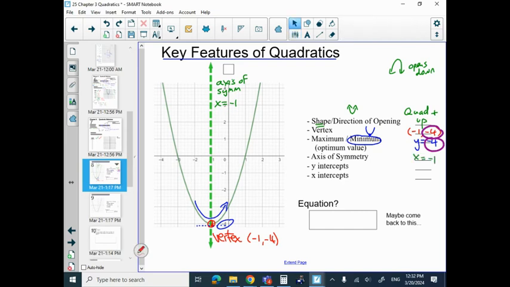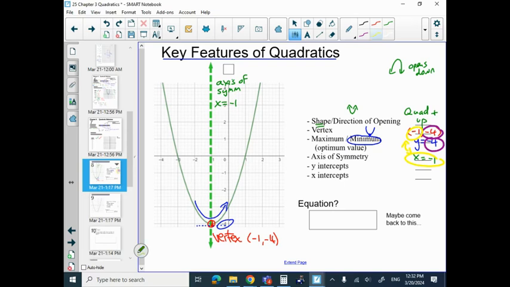And once again, we're going to hopefully notice that we have, what color do I want to do for this? Let's choose some other color. Maybe I'll use yellow. That'll stand out. So the x and the 1. See how the x value of the vertex is the x of the axis of symmetry.